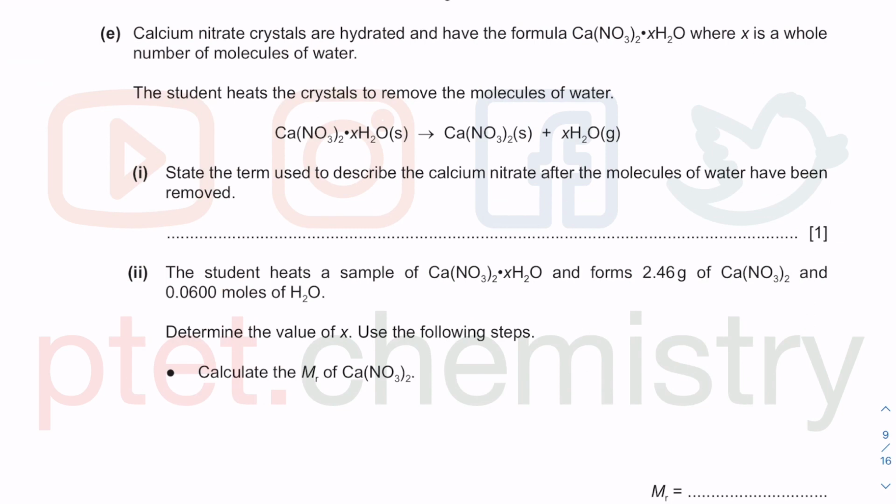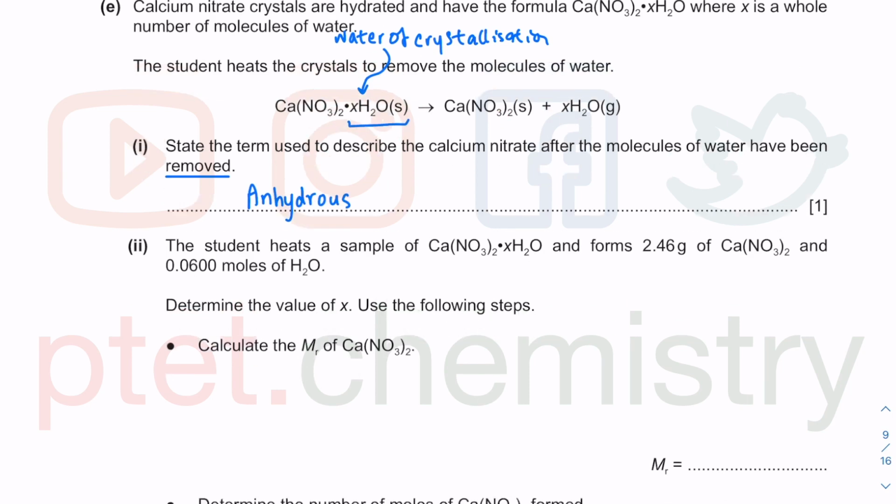Part E, the term used to describe calcium nitrate after you remove the water of crystallization. Actually, water of crystallization is not the H2O removed. Water of crystallization is the .xH2O inside the original hydrated compound. So this is now without the water of crystallization. This term is what you call anhydrous. This is hydrated, this is anhydrous. You have removed the water of crystallization there.